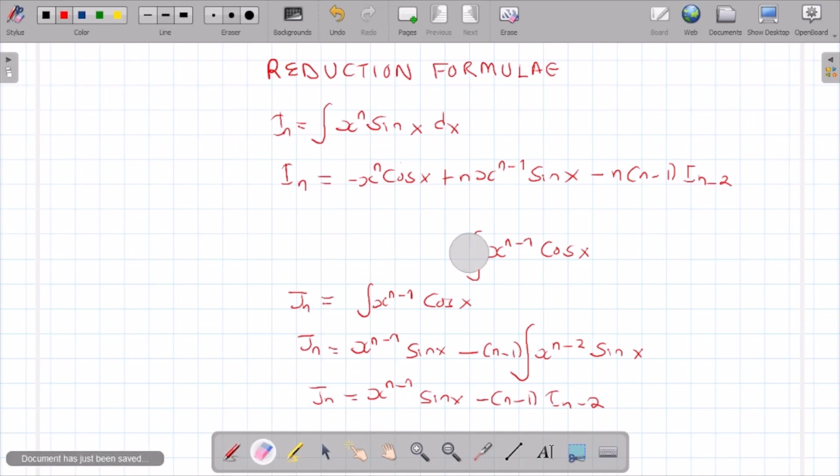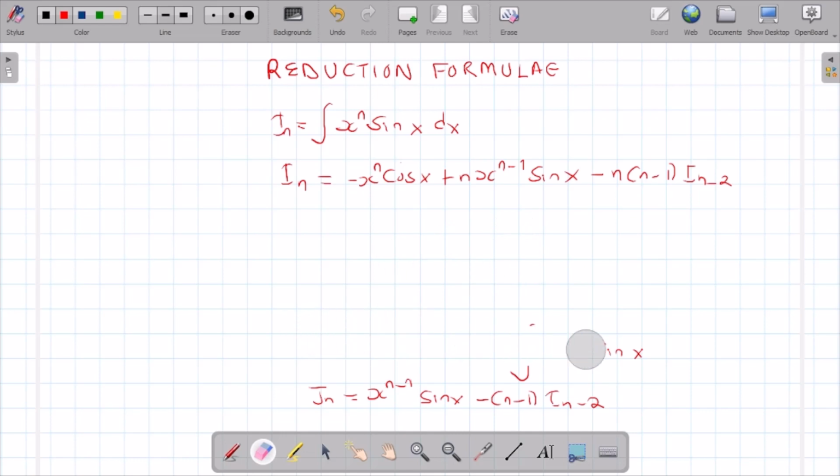So now we just have to verify that this is the correct recurrence relation. Minus x to the power n cosine of x plus n x to the power n minus 1 sine of x minus n n minus 1 I n minus 2.